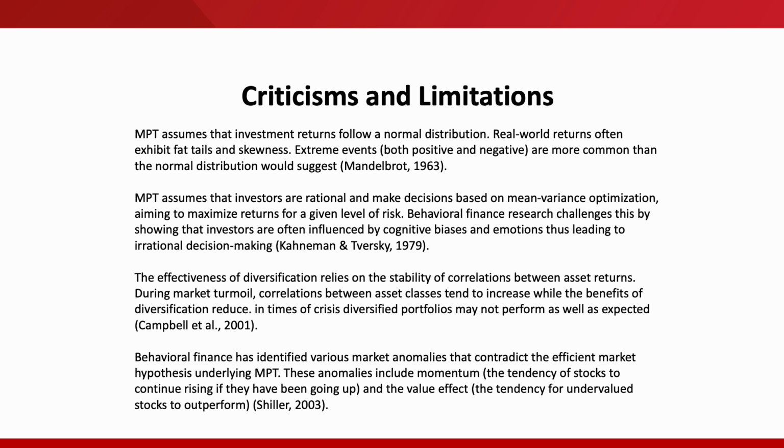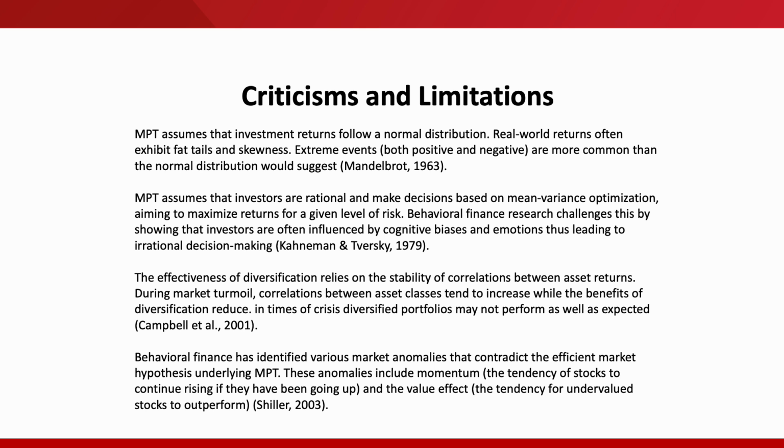Another assumption is that investors are rational and make decisions based on mean variance optimization, aiming to maximize returns for a given level of risk. Behavioral finance research has shown that investors are often influenced by cognitive biases and emotions, leading to irrational decision-making. For example, investors might overreact to market news or exhibit overconfidence in their predictions, resulting in suboptimal investment choices.